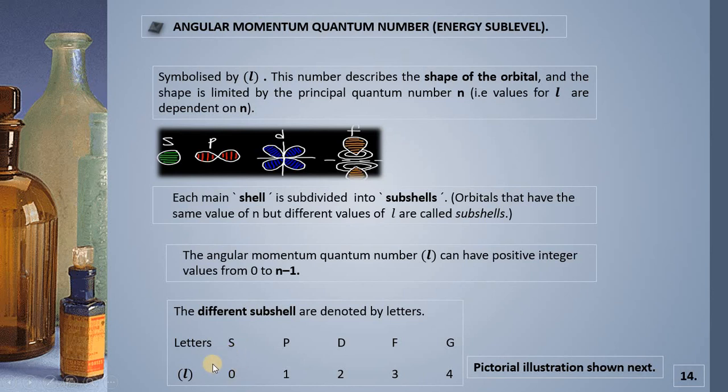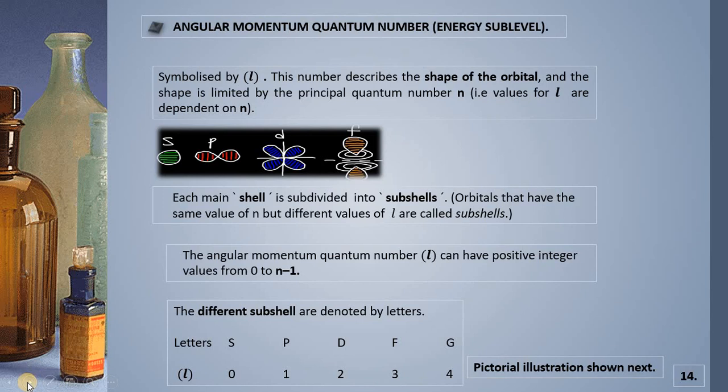That's for L. And for P, we have the SPDF. When n is 2, that is SPDF. When S is there, L will be 0. When P is there, L will be 1. When D, L will be 2. And when it is F, L will be 3. And when it is G, L will be 4.